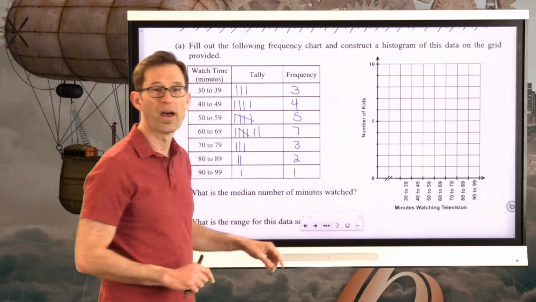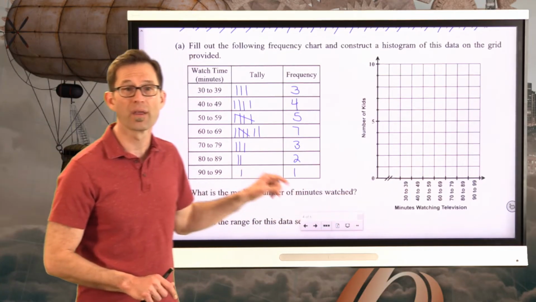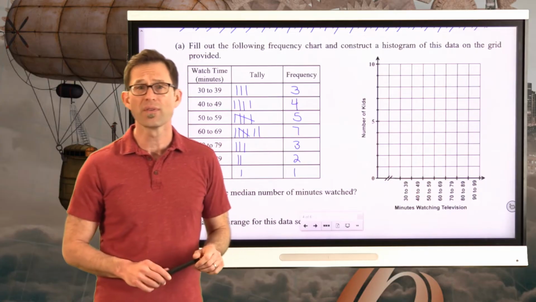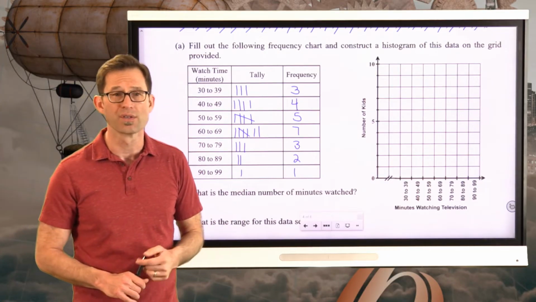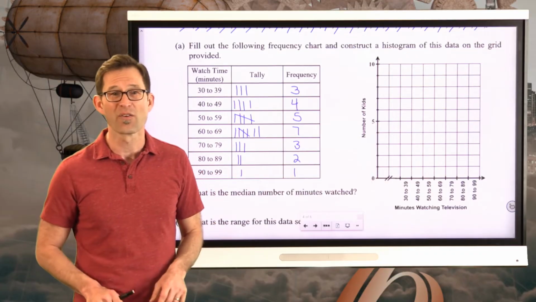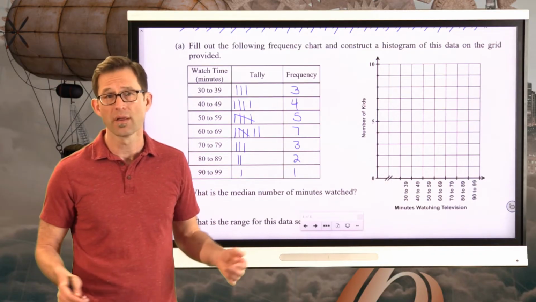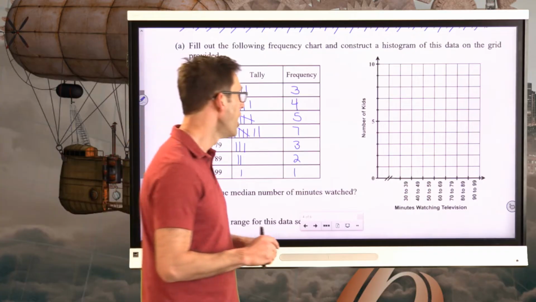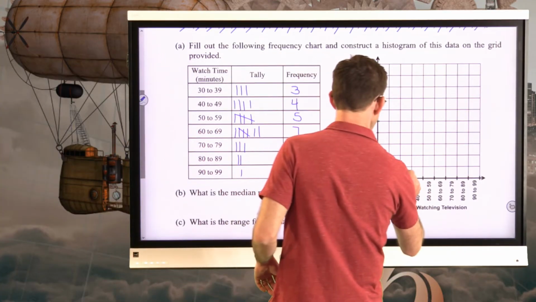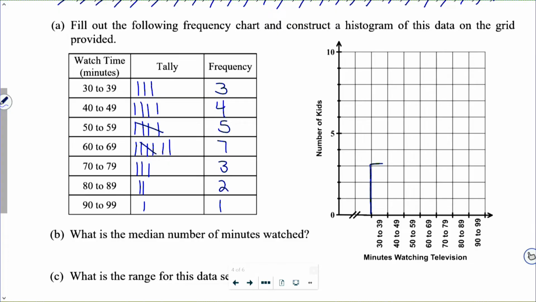As a reminder, we have this axis break on the histogram because our categories didn't start at 0. Although I do think this is one where we could have had a category start at 0. We could have actually had some kids that didn't watch any television on Saturday morning. It's kind of hard to imagine, but I can picture it a little bit. Maybe the child isn't feeling well or something. I don't know. 30 to 39, we've got these 3 students who are watching.